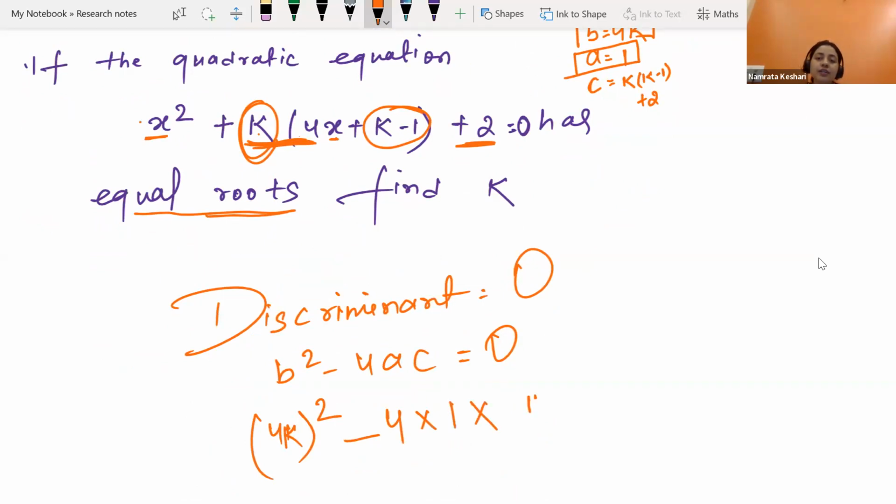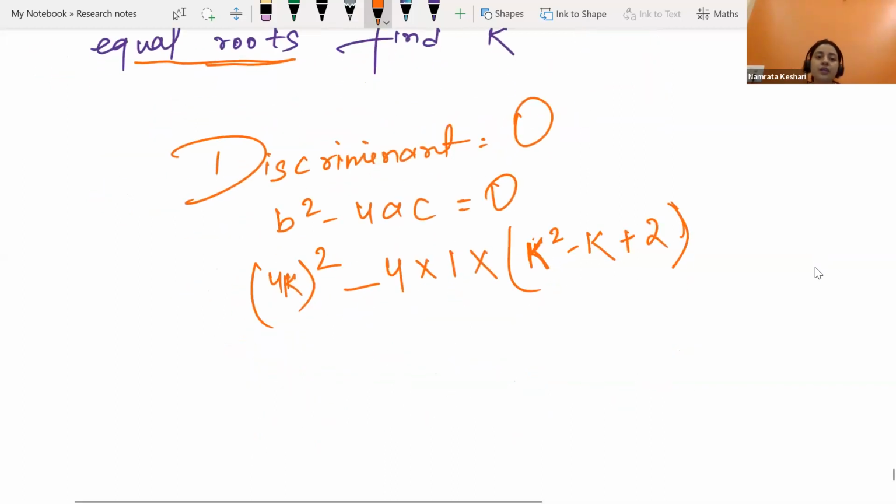C is C. Here we have written k into k minus 1 plus 2 also. So, let's open the bracket: k square minus k plus 2. This is c. We are writing it in a bracket because we understand this complete expression is c. Then b square minus 4ac.